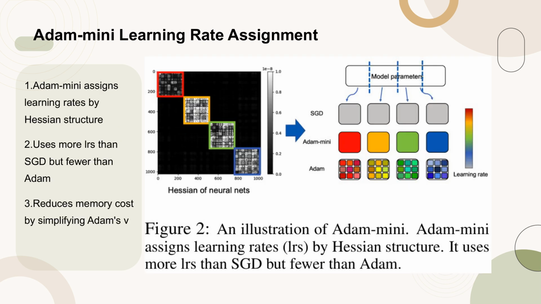Figure 2 illustrates the process of AdamW, which assigns learning rates based on the structure of the Hessian matrix. This method uses more learning rates than stochastic gradient descent, SGD, but fewer than the original Adam optimizer. The key innovation of AdamW is its ability to significantly reduce the memory cost by simplifying the learning rate vector, V, used in Adam, thereby improving efficiency and performance in training large-scale models.